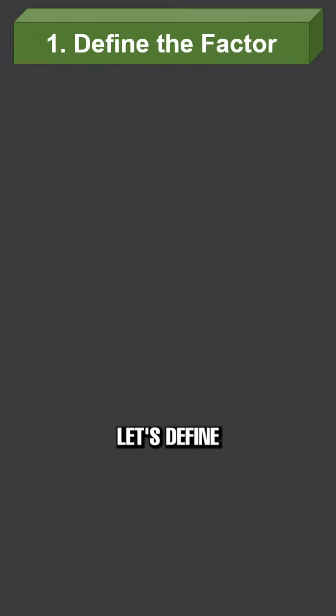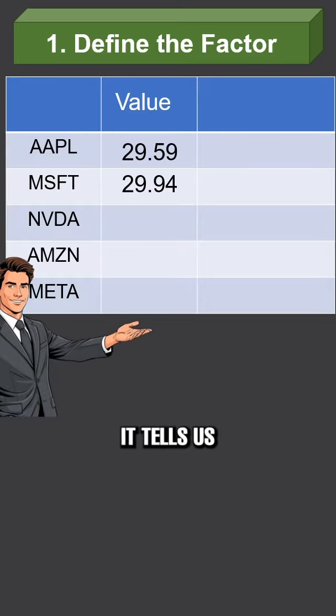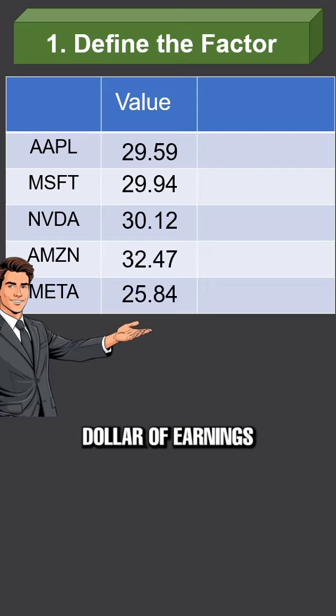First, let's define what we actually mean by each factor. For value, I used a metric called forward price to earnings. It tells us how many dollars investors are willing to pay today for each expected dollar of earnings over the next year. I pulled this number for each of the 5 stocks from Yahoo Finance.